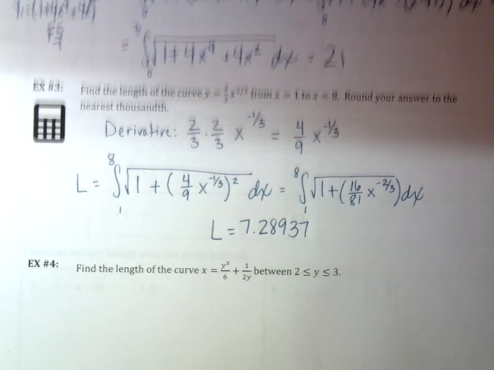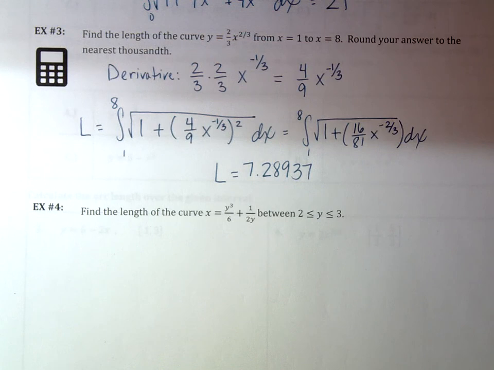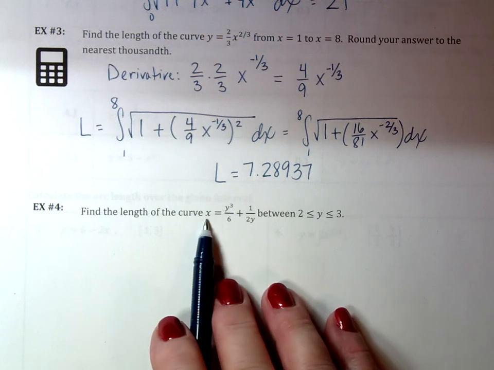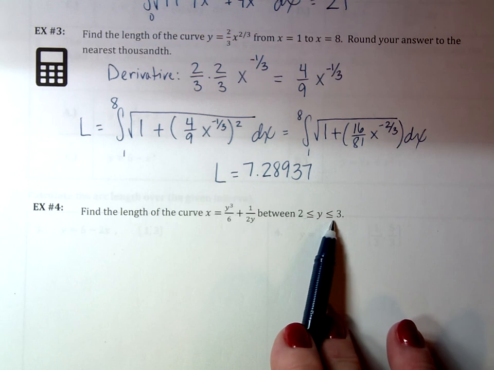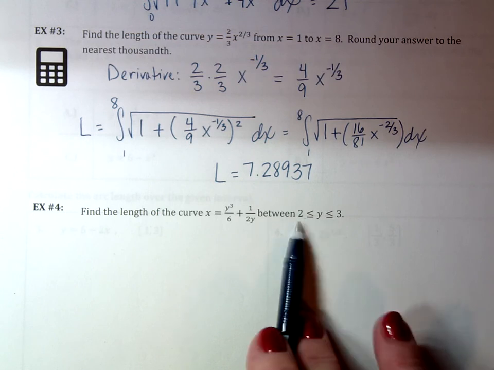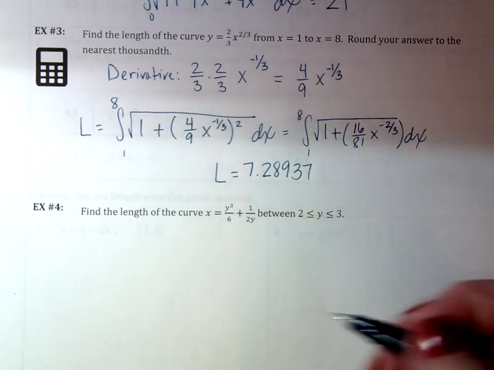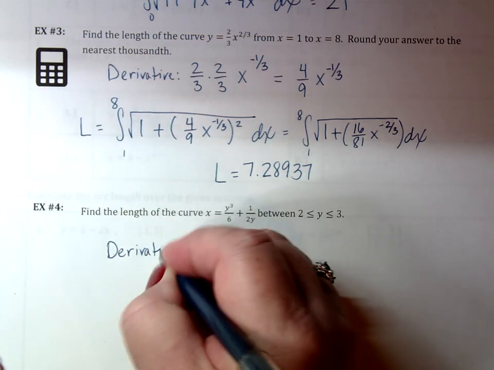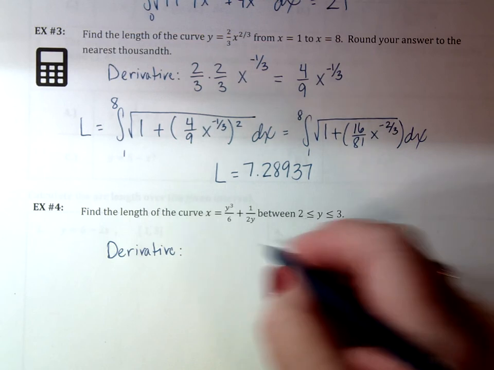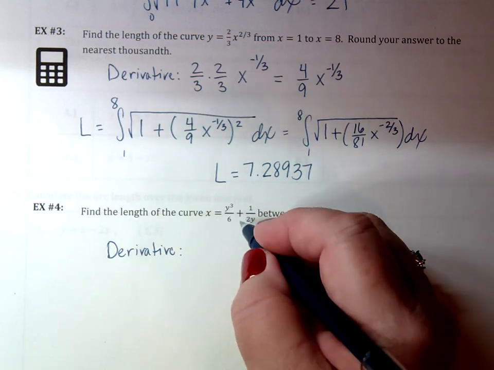Example 4. This one's a little different than the others because look at this guy. He is now an x equals. Well, guess what? The formula works exactly the same way. But make sure that your bounds are y values, right? Before they were all x values, now you're looking at y values, but you treat it the same way. You want to find the derivative first. So here I go. My derivative, x prime, would be the same thing. Let me just write it a little differently.